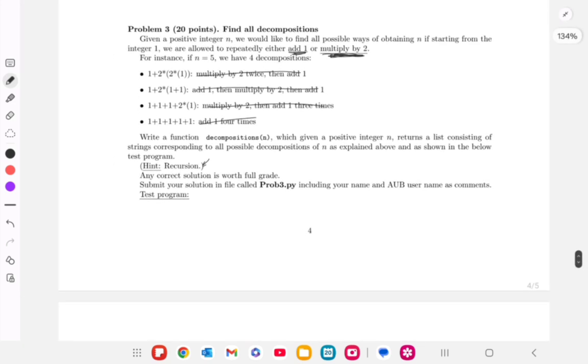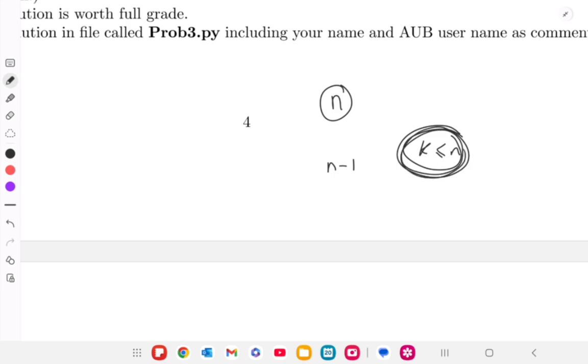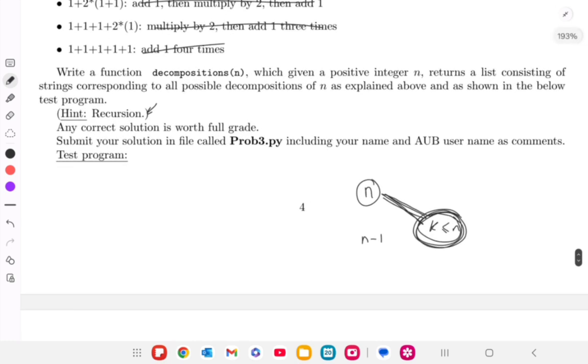And what is recursion? Recursion is basically having a problem, say, of size n. The input is n. The recursive approach is to, given the solution of the smaller problem, n minus 1, or any k less than n, use it to solve for the bigger problem. And I think this is very intuitive and trivial in this problem.